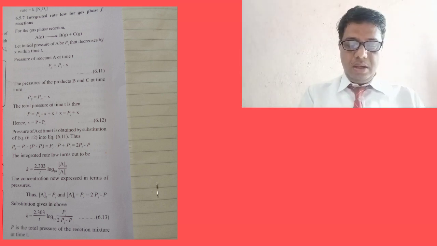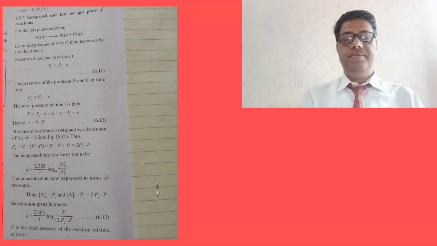So this is the integrated rate law for gas phase reaction, that is K is equal to 2.303 upon T log to the base 10 Pi upon twice Pi minus P.